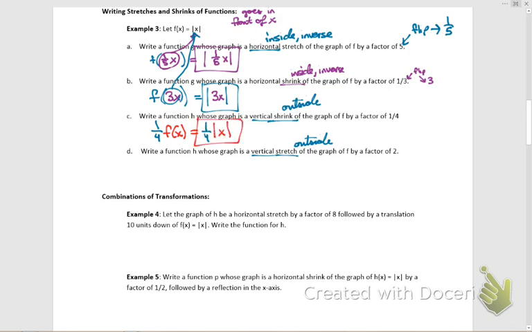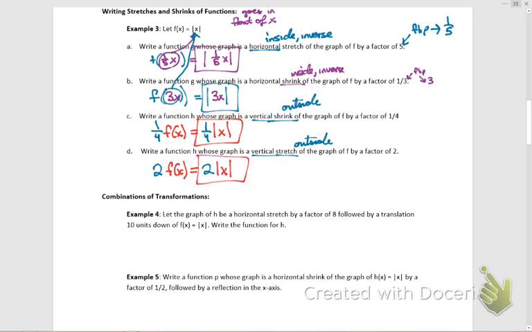And there we go. Same thing for vertical stretch, right? The stretch. It's just instead of a 1/4, it's a 2. So we have 2 f of x's, right? Because it's a vertical stretch by a factor of 2, which means that the answer is 2 absolute value of x. And that's all.